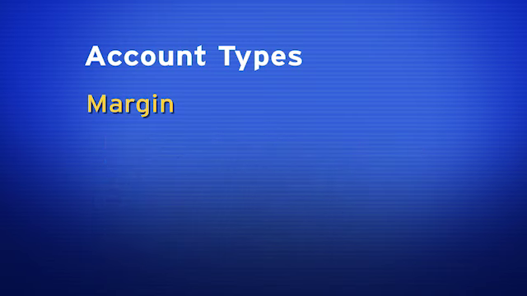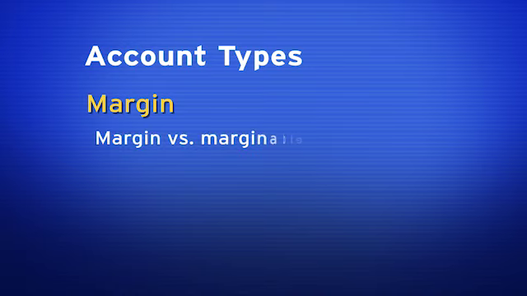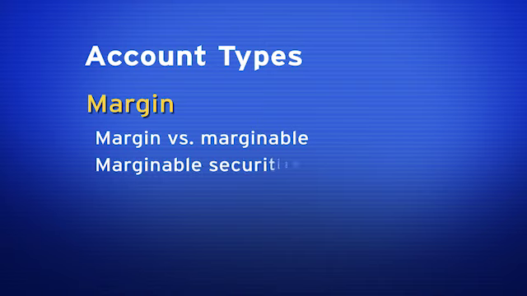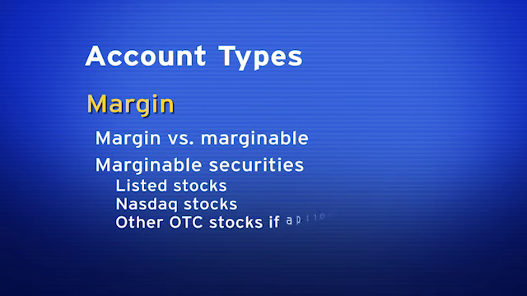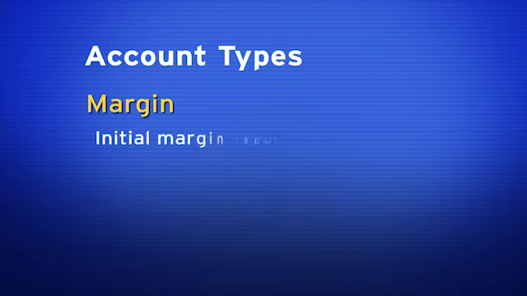Now, some securities are marginable and some securities are not. What would be marginable securities? Listed stocks would be marginable. Any stock listed on an exchange, the New York or the American Stock Exchange, is marginable. Over-the-counter stocks that are NASDAQ stocks are marginable. What about over-the-counter stocks that are non-NASDAQ stocks? They would only be marginable if approved by the FRB, the Federal Reserve Board.